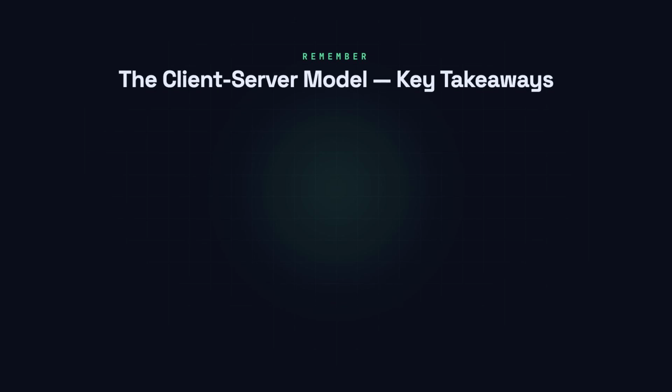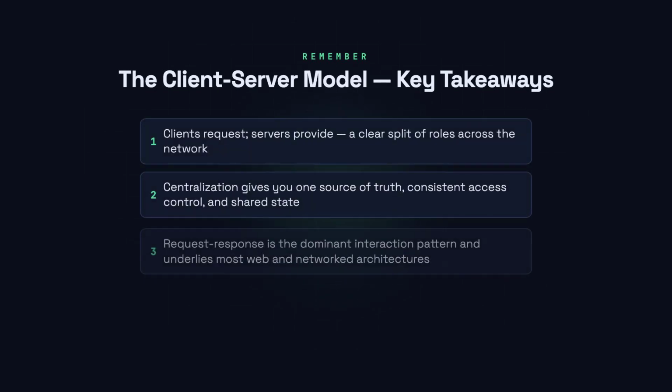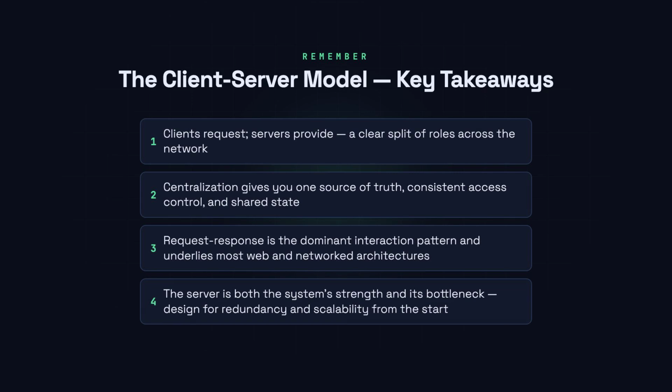The client-server model is the architectural foundation beneath nearly every network system you will ever work on. Its core insight is simple. Separate the role of asking from the role of answering, and centralize the authority that coordinates shared data. That centralization is a strength. It gives you consistency and control, but it also makes the server a critical dependency. Understanding this model deeply means you can reason clearly about every layered, tiered, or web-based architecture built on top of it.